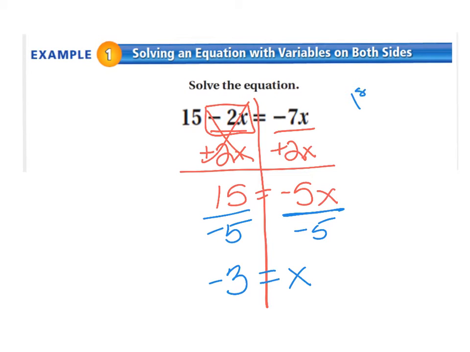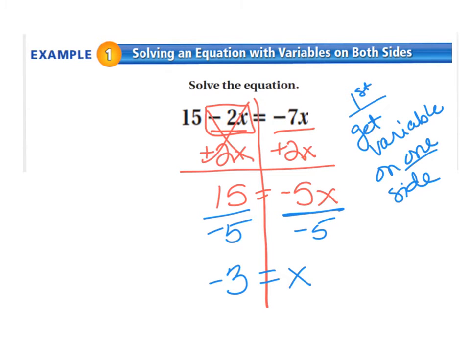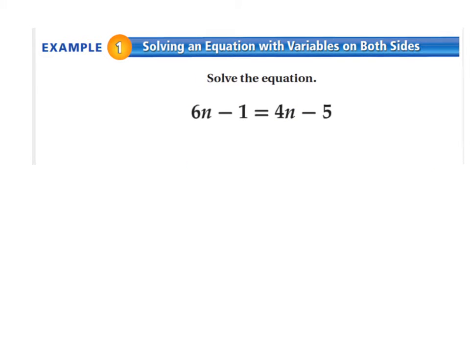So first step, get your variables on one side of the equation. I don't care which side it is, just get them on one side of the equation. Okay, write down the problem. I divide it in half.